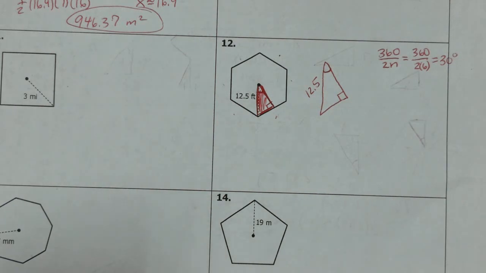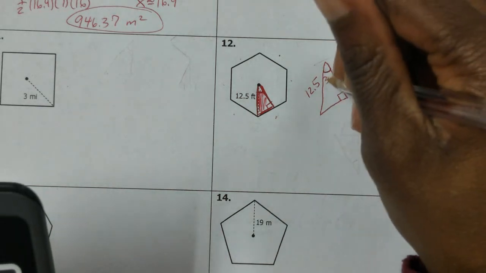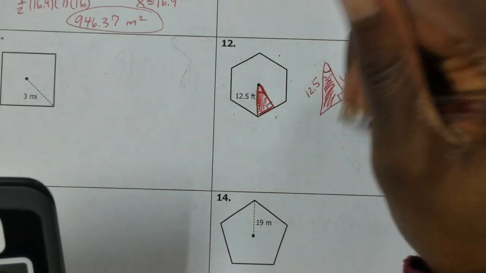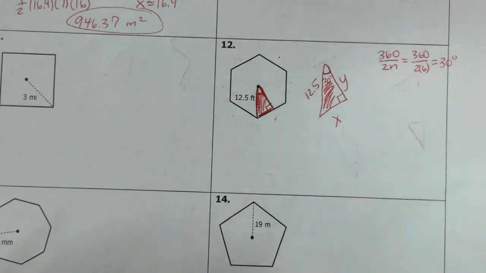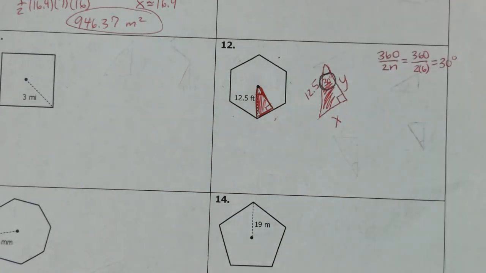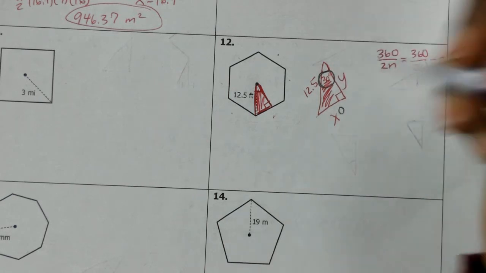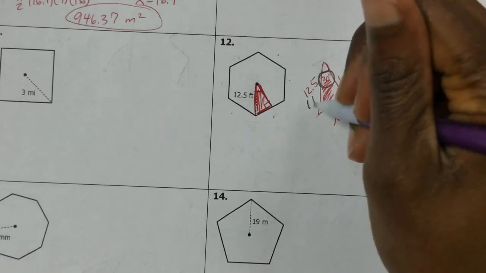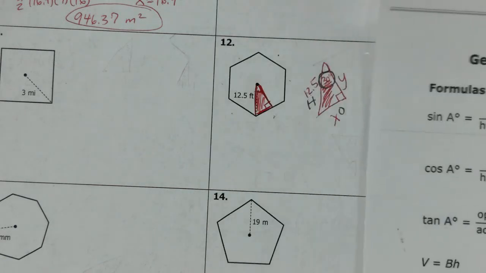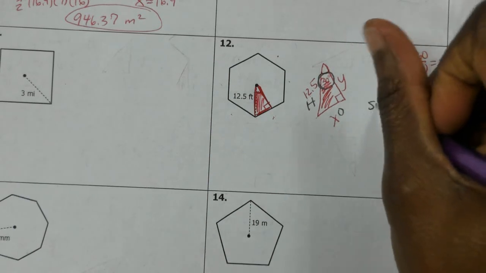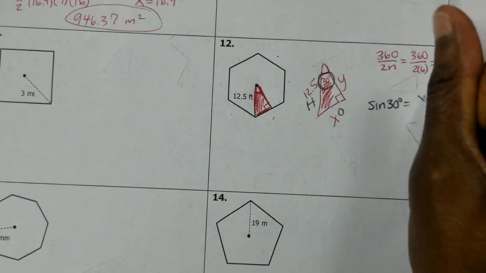And then I'll call this side y, this side x. It doesn't matter which one you do first, but in order to get the area of the triangle, you need both of these sides. So let's say we do x first. From 30 degrees, this side is opposite, so this would be x, and this side is the hypotenuse, so h. So looking back at the formula sheet, which trig function would we use for O and H? Okay, it's going to be sine. So we're going to do sine of 30 equals x over 12.5.